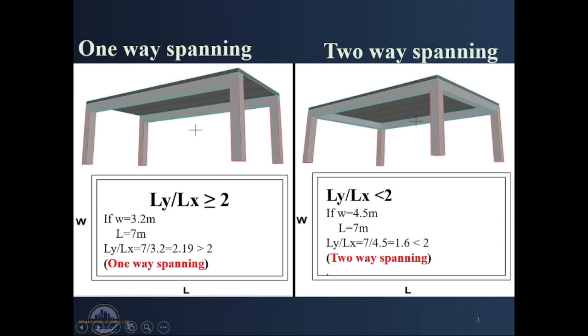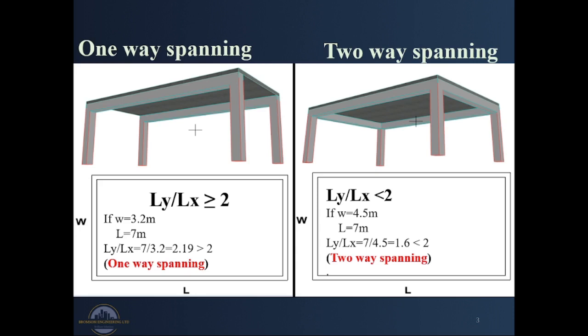For a two-way spanning slab, the ratio of the longer dimension to the shorter dimension is normally less than 2. For instance, in the panel shown here, just as in the one-way slab, where the width of our slab is 4.5 meters and the length is 7 meters, the ratio is 1.6, which is actually less than 2. Therefore, this is a two-way spanning slab, and this is the most basic check according to British Standard 8110 whenever we are determining one-way and two-way spanning slabs.